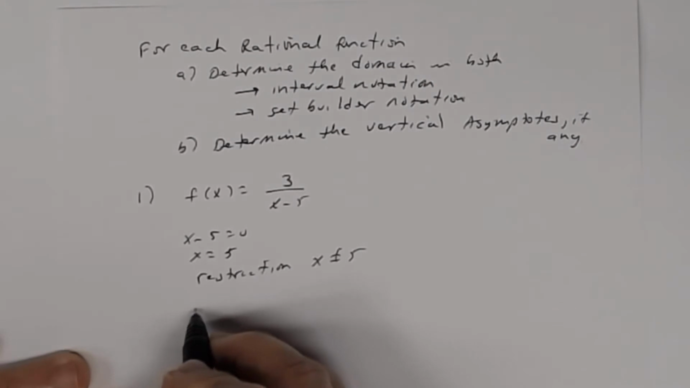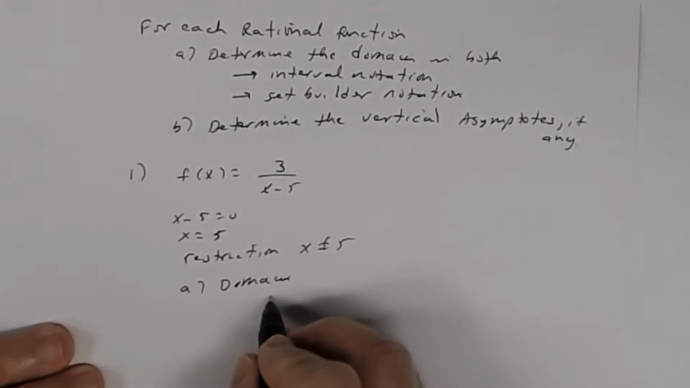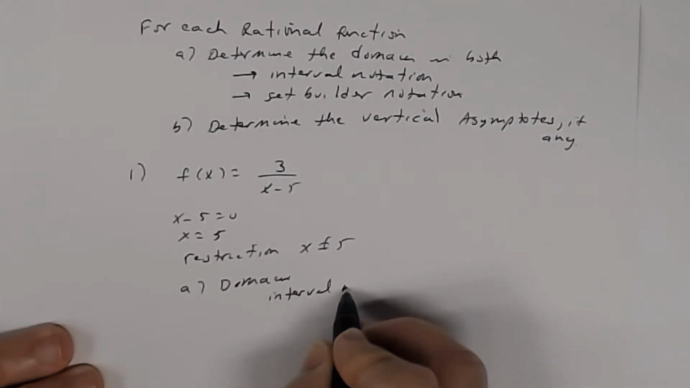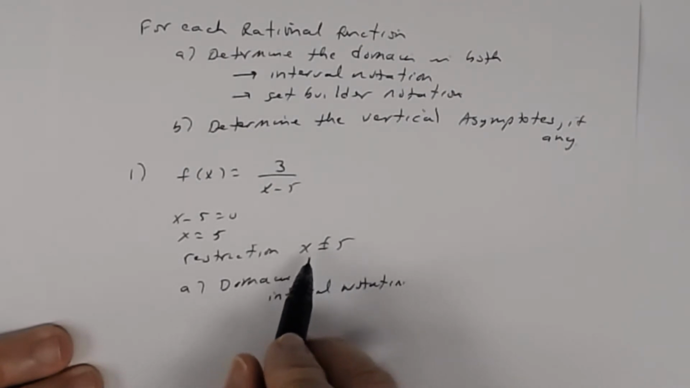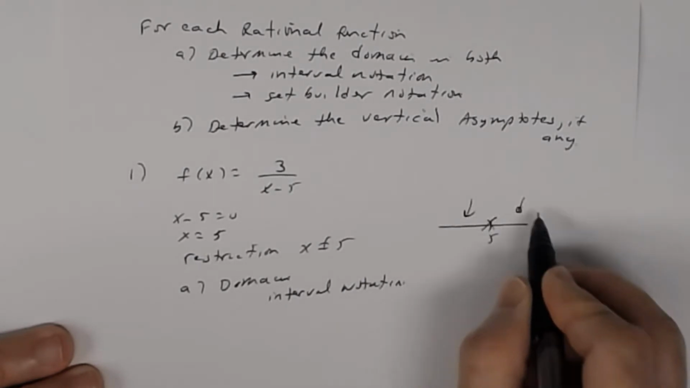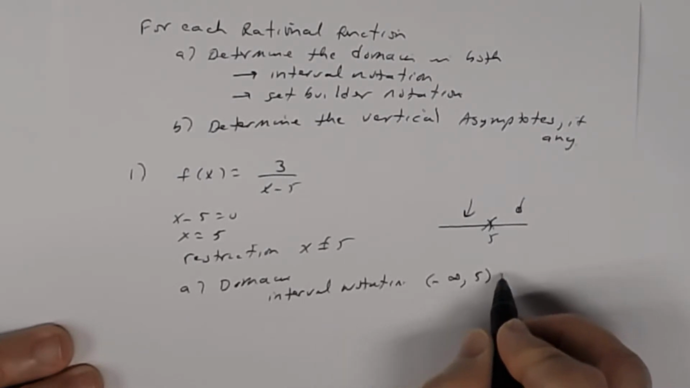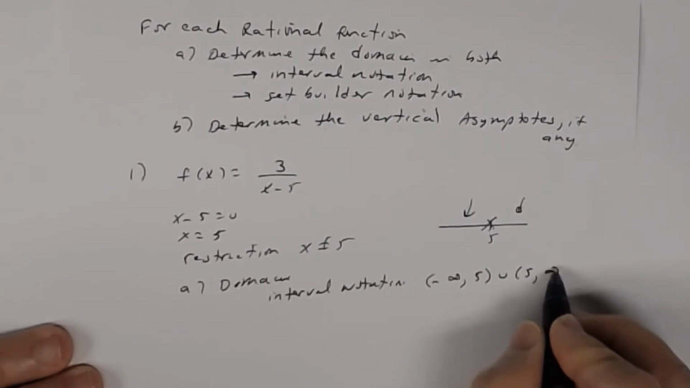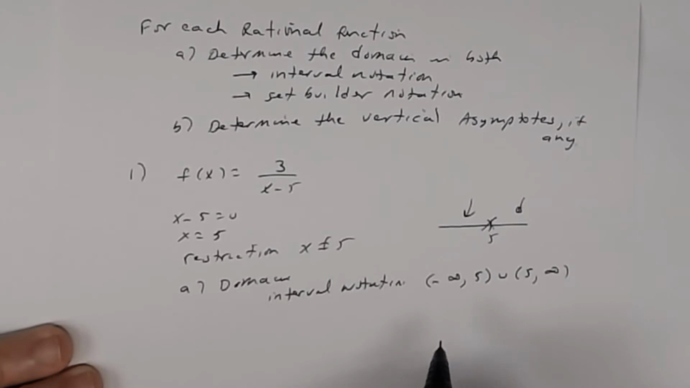So therefore, in part A, the domain in interval notation, now remember what that means. What we found is that my domain will be any real number except 5. If you put 5 on the number line and then cross it out, you have 2 intervals that you're dealing with. So you're going from negative infinity to 5, parentheses, union, and then parentheses 5 to infinity. Remember, if it's not part of the domain, you have to use parentheses. And negative infinity and infinity always use parentheses.